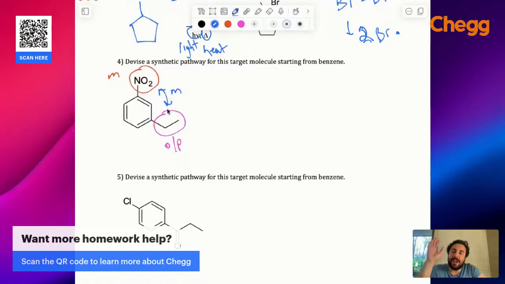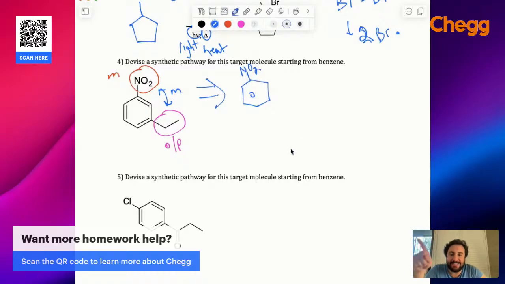So if they have a meta relationship, then it is clear that the meta director directed the other group to where it is, right? So what that means is if we do our big fat retrosynthetic arrows, this means back in time, not forward. We're saying what came before this. When you see this arrow, we're saying what came before this.